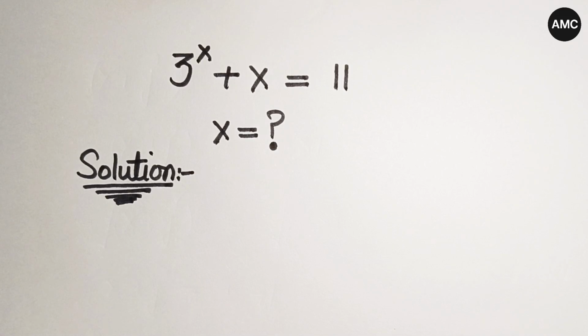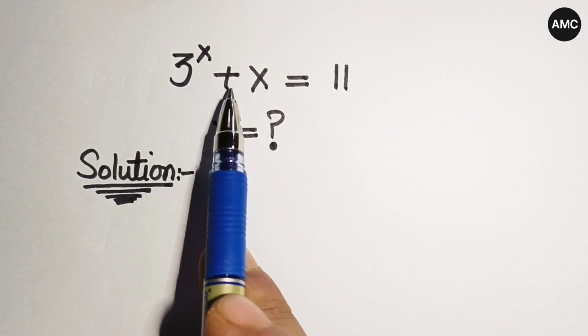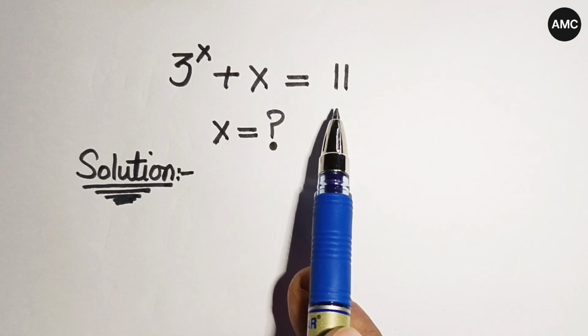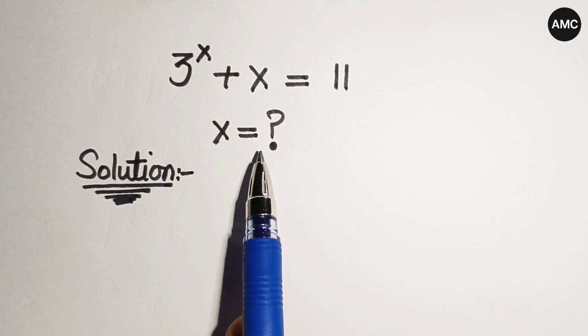Today we have a nice Olympiad mathematics problem: 3 to the power x plus x is equal to 11. We need to find the value of x.